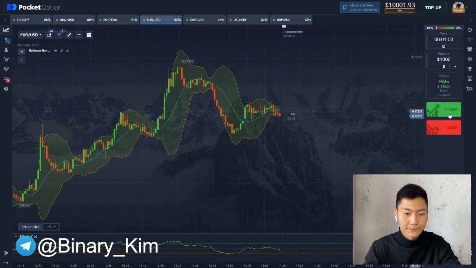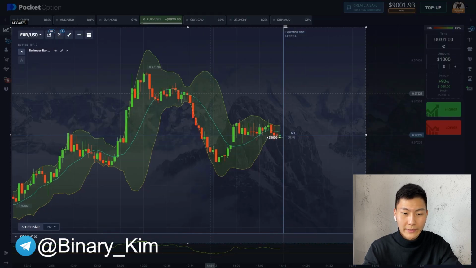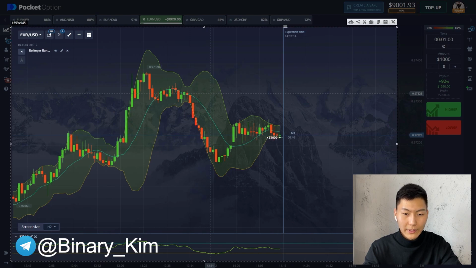So we open a long position here right away. We've managed to catch a nice trade entry. The trend seems to be changing right now, because there is narrowing of the Bollinger Bands and the price goes sideways.